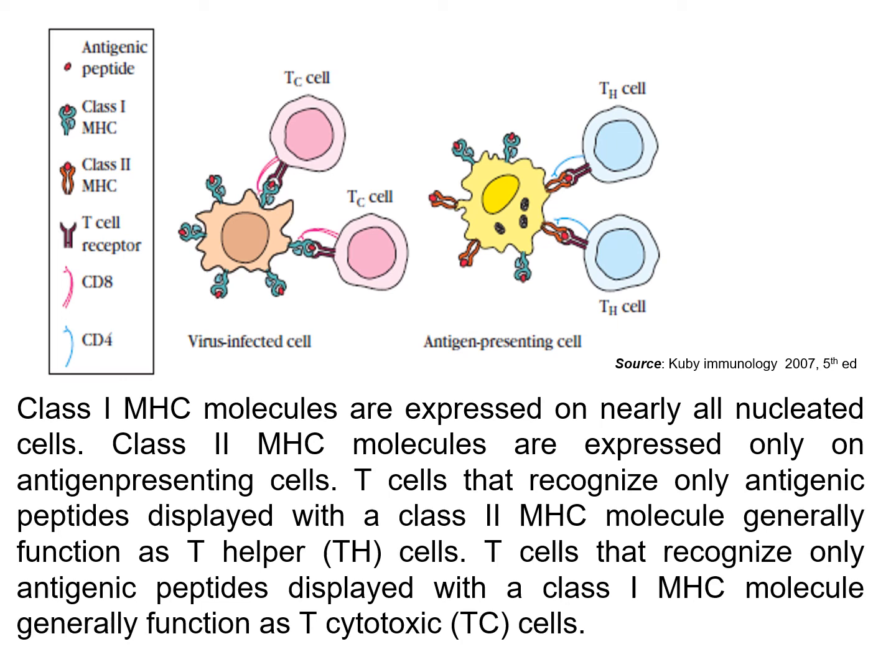Again, you will notice that we keep on repeating the same information. They are found in nucleated cells. They are expressed in antigen-presenting cells for class II molecules. The T cells that can recognize the peptides in the class II molecules are the T helper cells, while for class 1 it's the cytotoxic cells or TC cells.